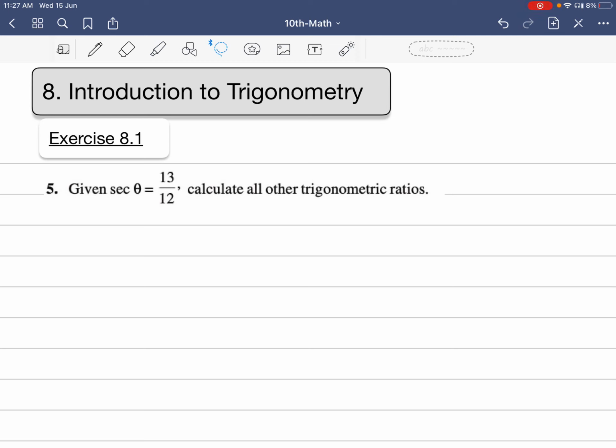So in this video, we are going to see a problem from exercise 8.1. It's question number 5. Let's read the question. Given sec theta is equal to 13 by 12, calculate all other trigonometric ratios. So we are given one trigonometric ratio and we have to calculate the remaining 5. Total we have 6 trigonometric ratios.